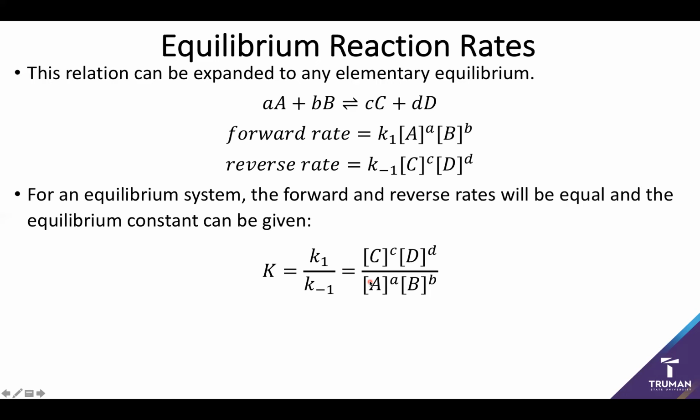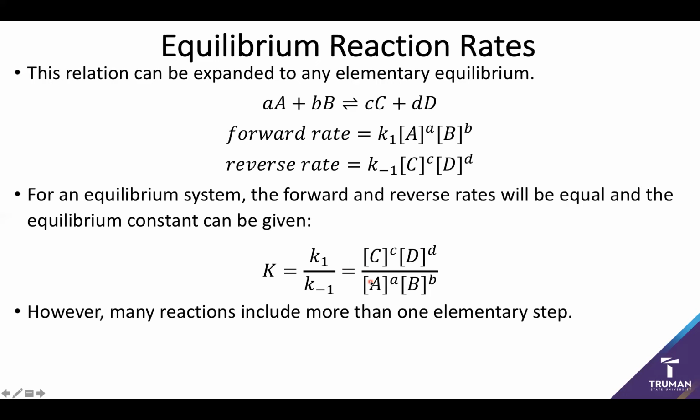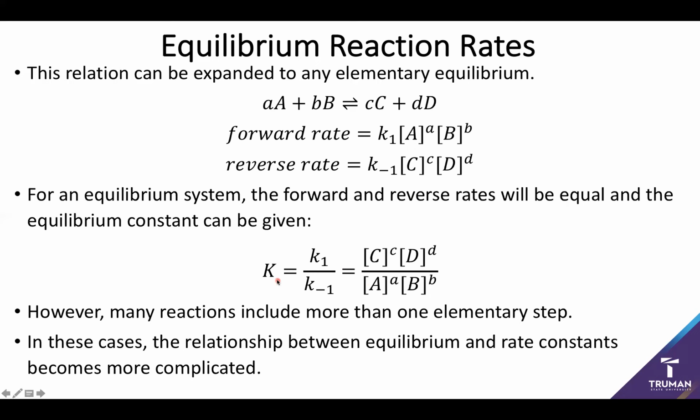However, it turns out that not every reaction occurs in one single elementary step with one single transition state. And in these cases, it is worth noting the equilibrium constant still is the ratio of products over reactants, but that relationship in between the equilibrium constant and the rate constants does become a lot more complicated.